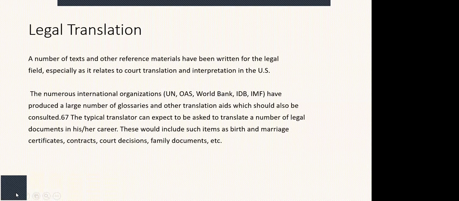So the numerous organizations, most of them international, right? UN, American states, World Bank, the Monetary Fund, and so forth, have produced a number of glossaries and other aids in translation that should be consulted. A translator can be asked to translate a number of legal documents during his or her career. So you have all kinds of documents involved in this: birth and marriage certificates, contracts, court decisions, family documents, etc., etc.